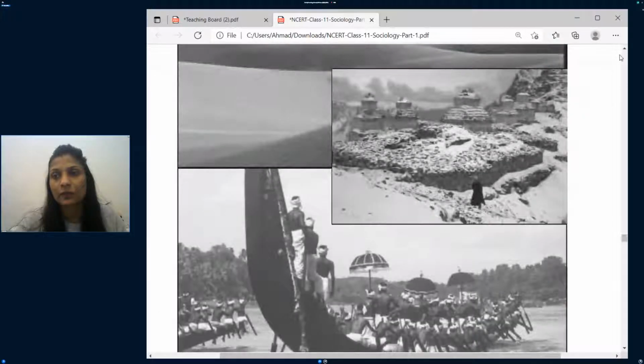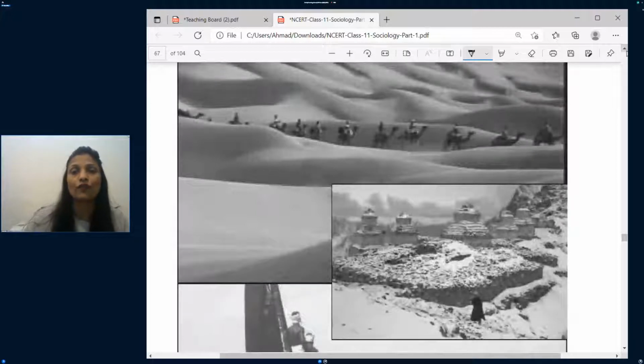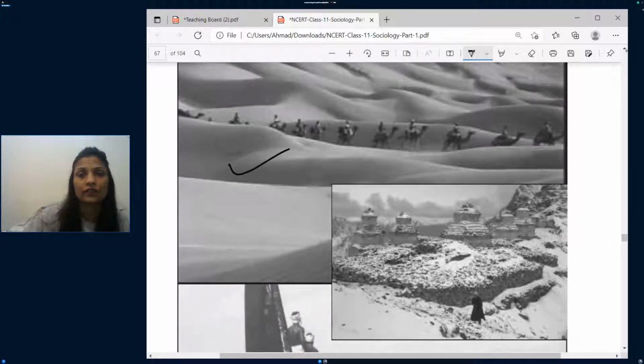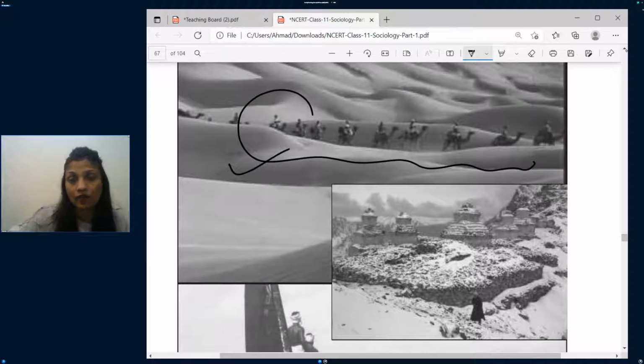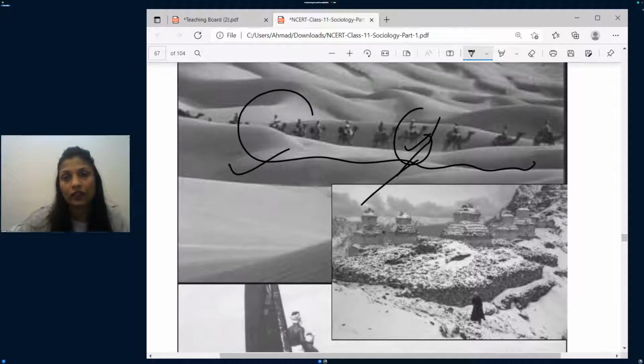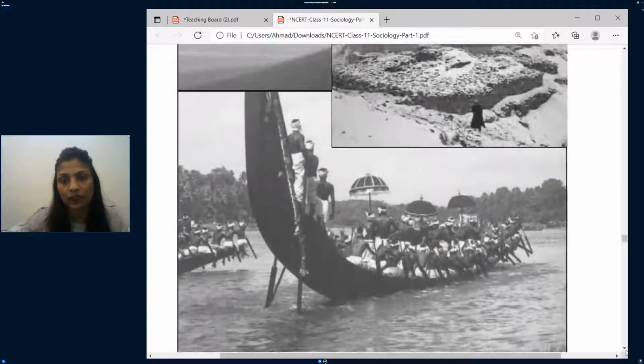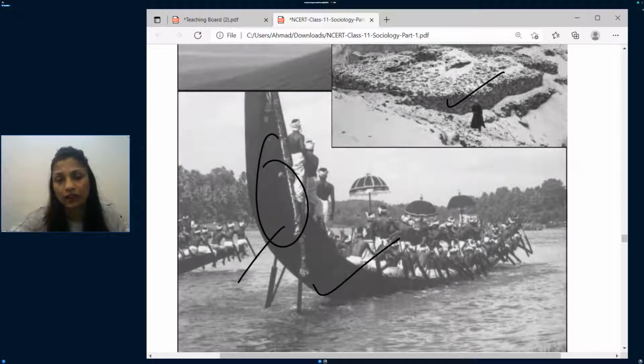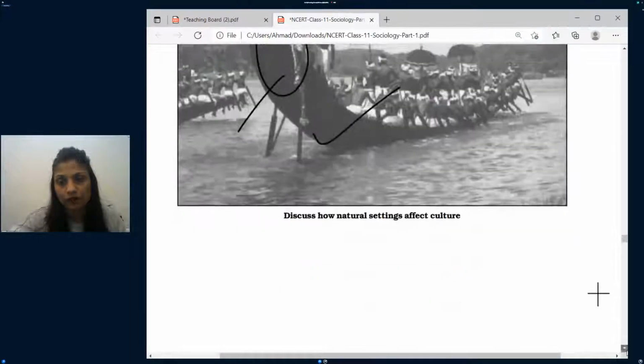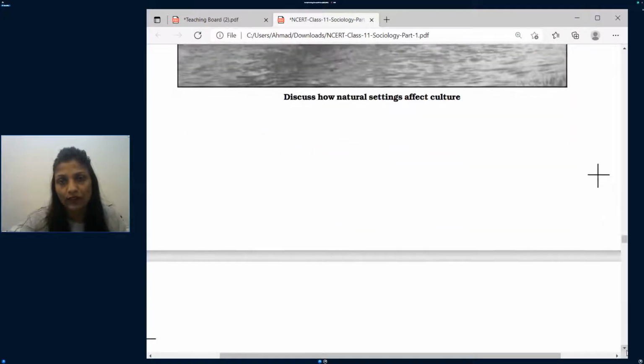For example, if you see this picture, the culture of Rajasthan, of course, will be different, and according to that they have camels. They are known as the ships of the desert. You will not see the camel in Delhi. The kind of dress they wear will be totally different. In Kerala, see, their technology or their vehicle is different. See this. So natural settings, of course, affect culture.